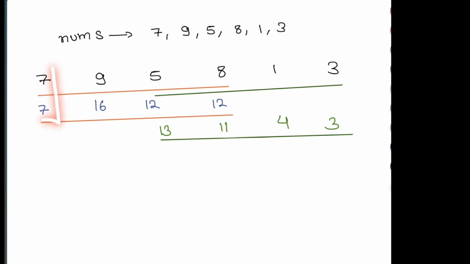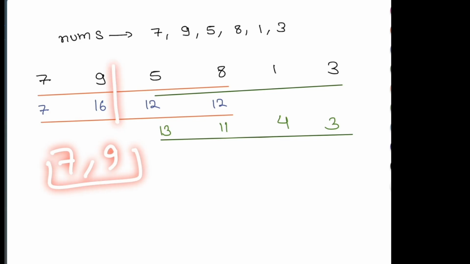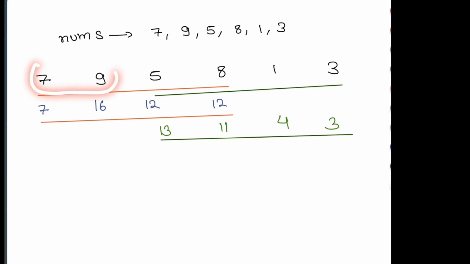So I can say at the first index, the sum is 7. At the second index, the sum is going to be 16 because now we have 2 elements, 7 and 9. We have to find the sum of the minimum 2 elements. At this point, the minimum 2 elements are 7 and 9. Sum is going to be 7 plus 9, which is 16.